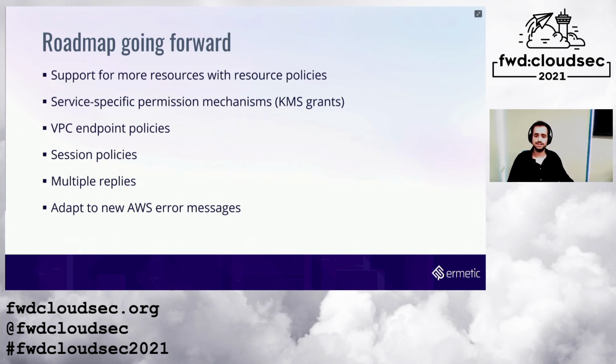Roadmap going forward: we're going to support more resources with resource policies. We would hopefully also support service-specific permission mechanisms like KMS grants, VPC endpoint policies, maybe going into session policies, although there is a technical difficulty because one would have to go much farther back into CloudTrail to find the AssumeRole call. And of course, adapting to the new AWS error messages as they roll out.